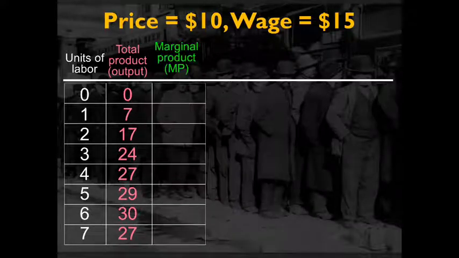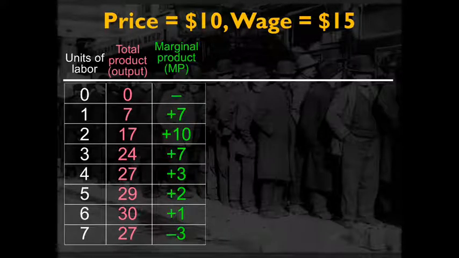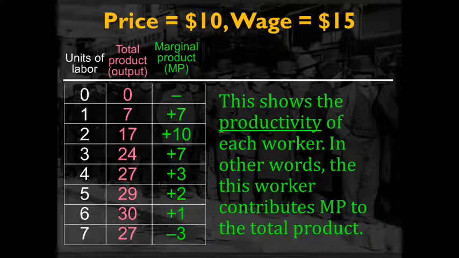So next, let's look at marginal product. Marginal product is the additional product generated by each additional worker hired. So you see that the additional product going from 0 to 1 is 7 additional units, 1 to 2 is 10 additional units, and so on and so forth. This shows the productivity of each worker. In other words, this worker contributes MP to the total product.